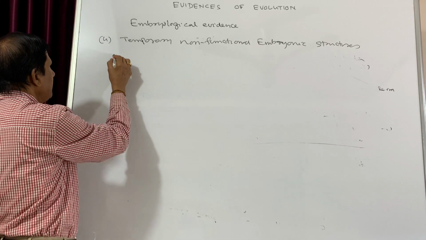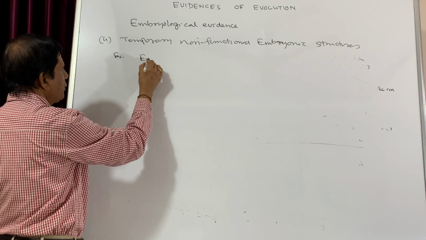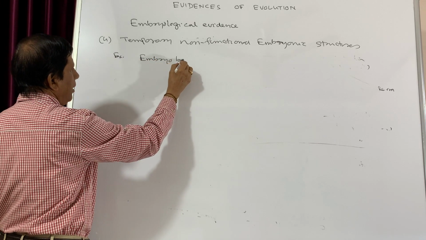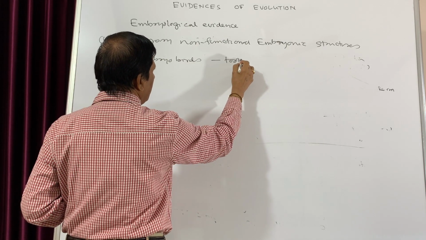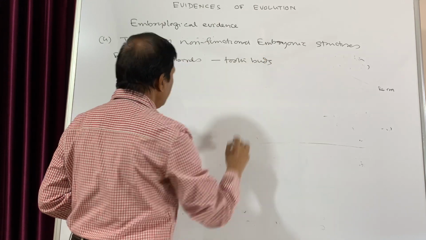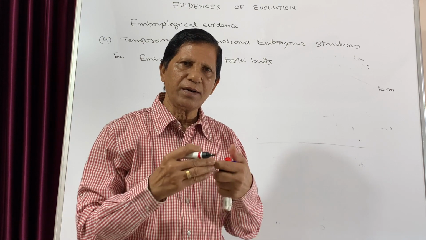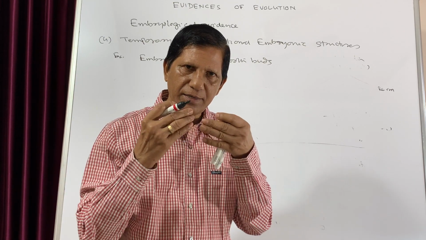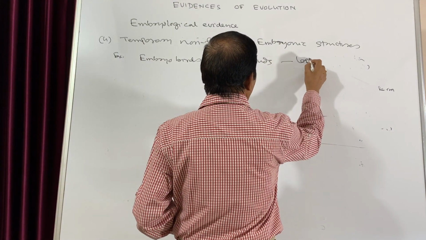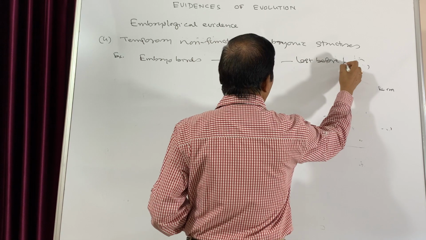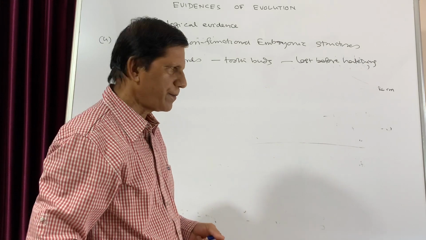Now, what are the examples? Take the embryo of birds. The embryo of birds has tooth buds, but the tooth buds are degenerated. They are lost before hatching. That means the birds do not have teeth.